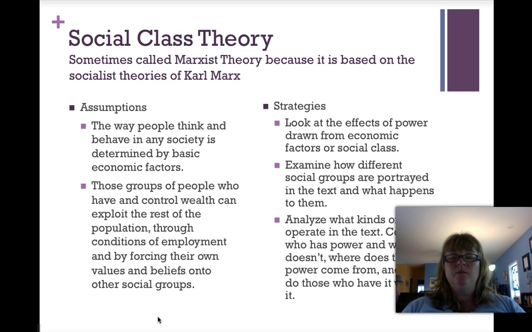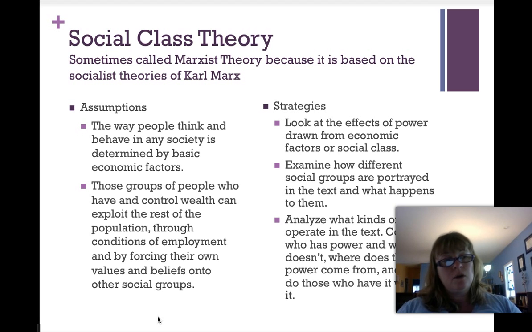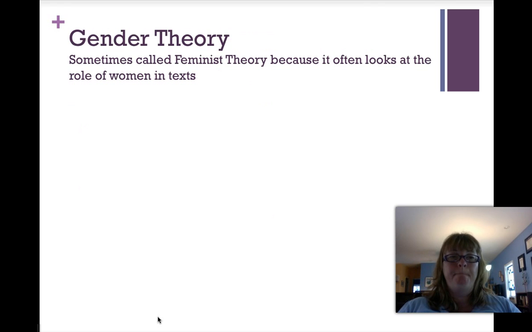And last but not least, we analyze what kinds of power operate in the text. So when you read a text with this lens, we're thinking about who has power and who doesn't. Where does the power come from? Is it because they own land? Is it because they own the factories? Is it because they inherited money? And then those people who have power, are they kind and benevolent and generous, or are they horrible people, basically? So that's social class theory.